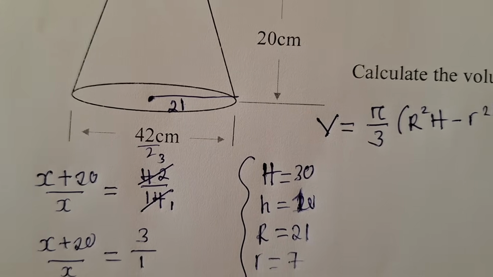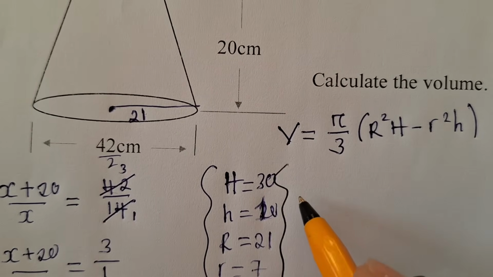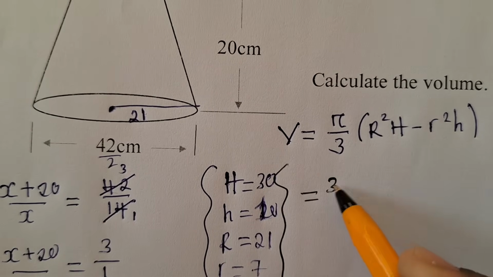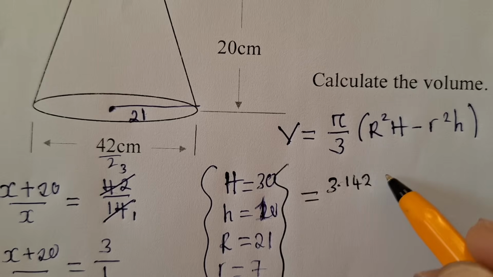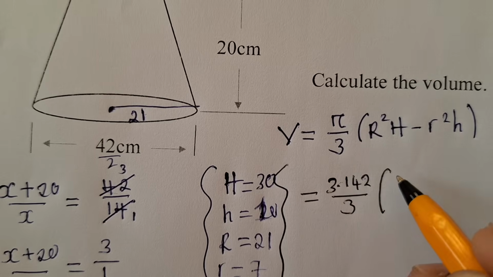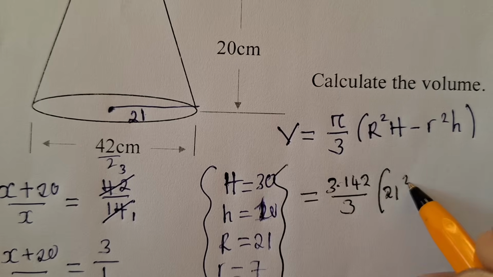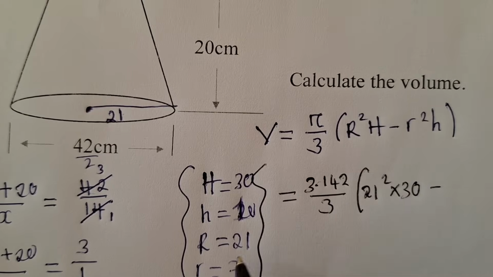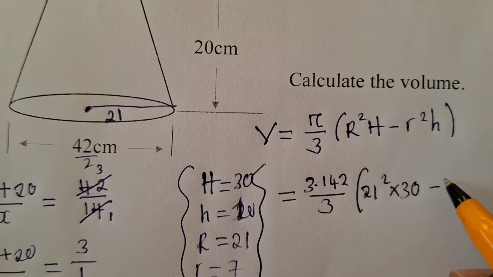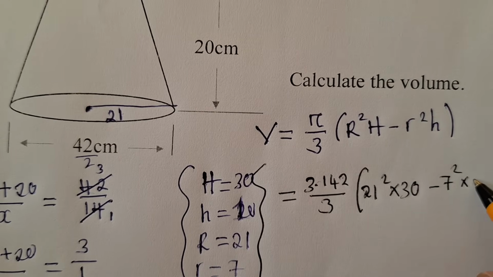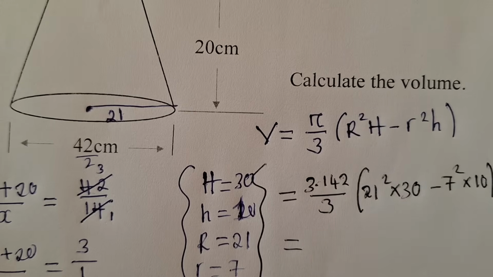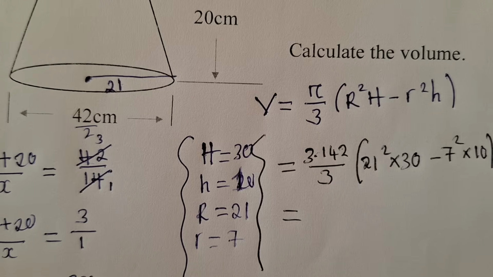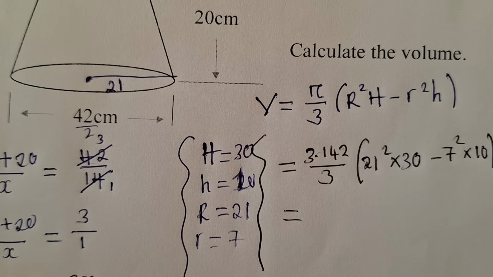Basically here, we now plug in the values. So let's say equal to 3.142 over 3, open bracket. So that is 21 squared, capital R, times 30, minus, here it will be 7 squared times 10. So we simplify further here. We can say 21 squared is giving us 441, times 30, it's giving us 13,230.